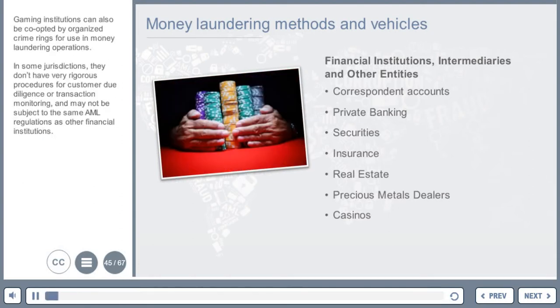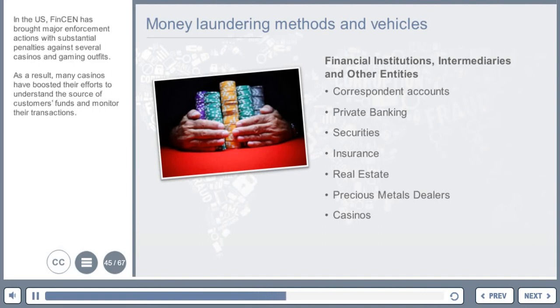Gaming institutions can also be co-opted by organized crime rings for use in money laundering operations. In some jurisdictions, they don't have very rigorous procedures for customer due diligence or transaction monitoring, and may not be subject to the same AML regulations as other financial institutions. In the U.S., FinCEN has brought major enforcement actions with substantial penalties against several casinos and gaming outfits. As a result, many casinos have boosted their efforts to understand the source of customers' funds and monitor their transactions.